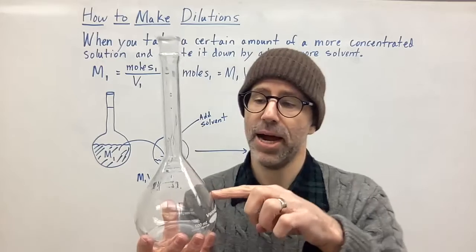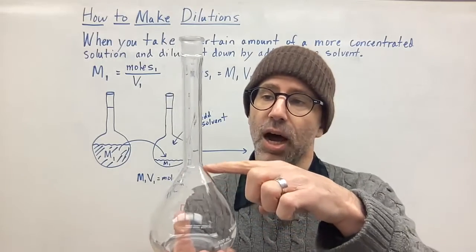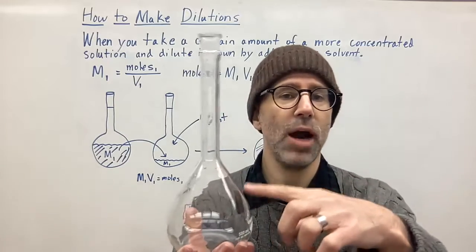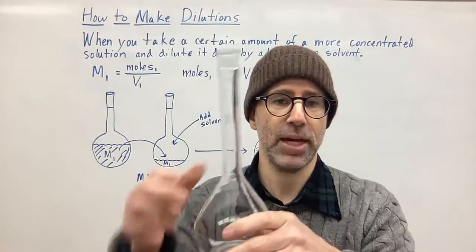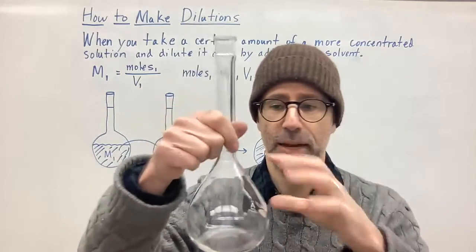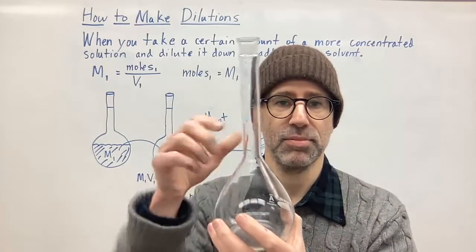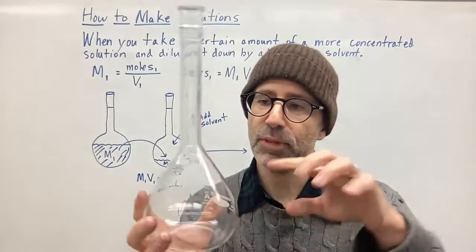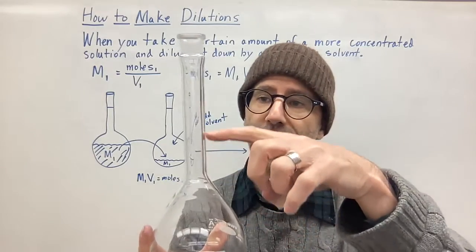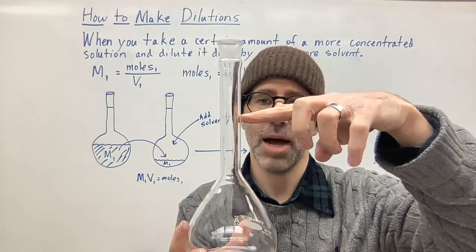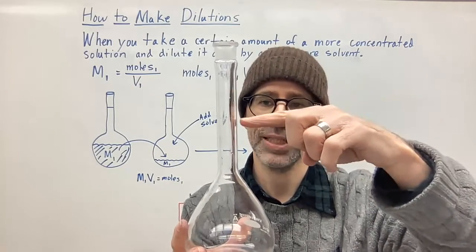So I want to add my solvent until the solution now reaches the line. Before I reach the line, I want to make sure I mix it up really well. And then I'm going to add it all the way up. And again, the bottom of the meniscus should be touching the top of this line.